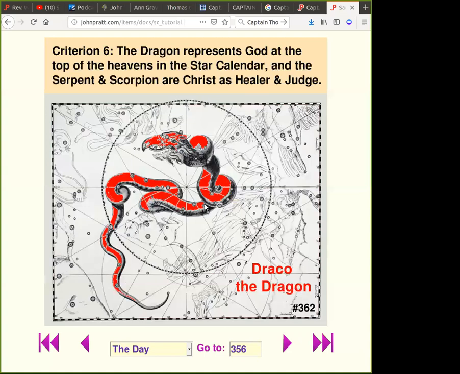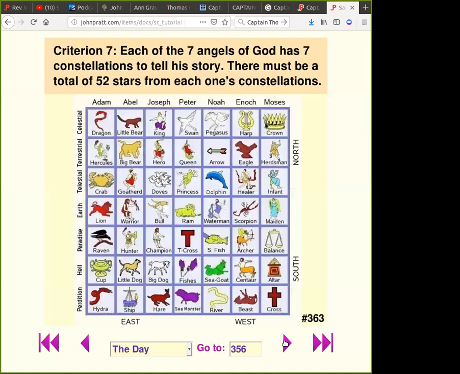By the way, notice it's red. This is the same serpent that John saw in the book of Revelation at the top of the heavens. He doesn't call it, well, that's another story for another day. There's a lot of tricky stuff there. Criterion 7.